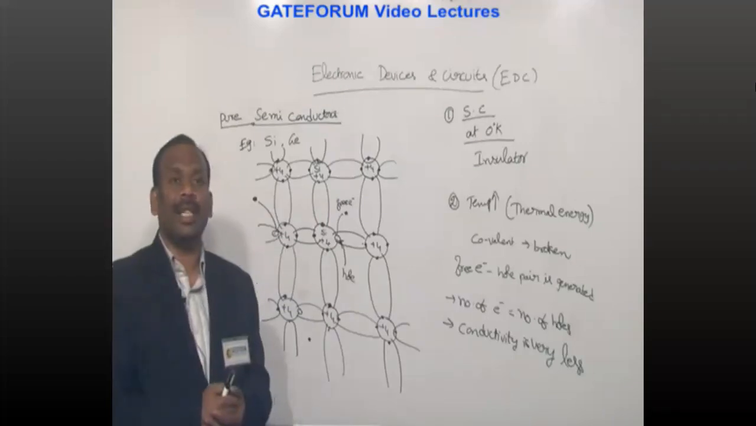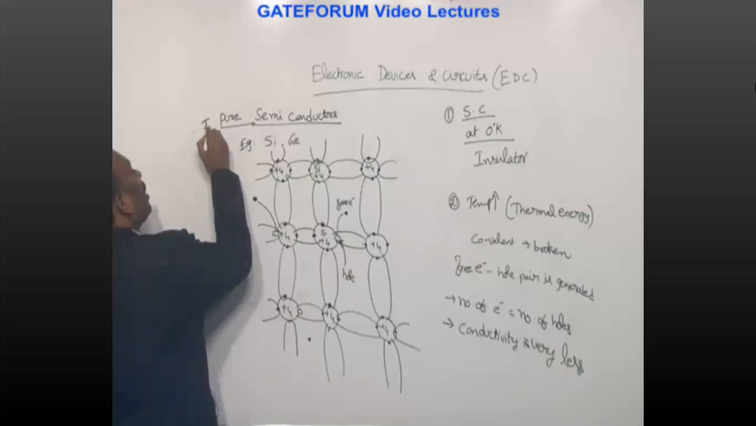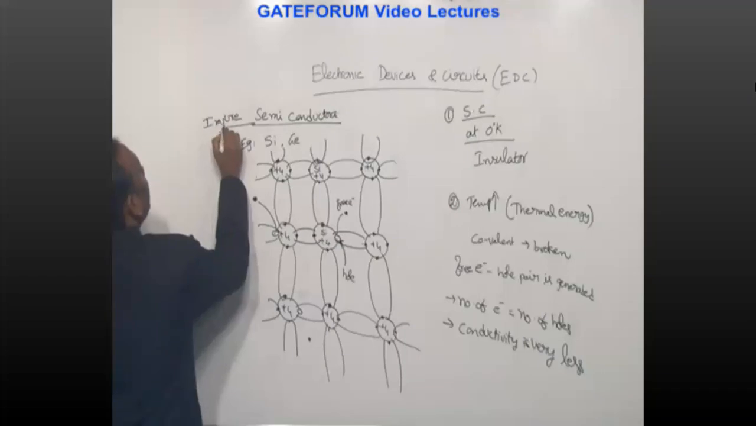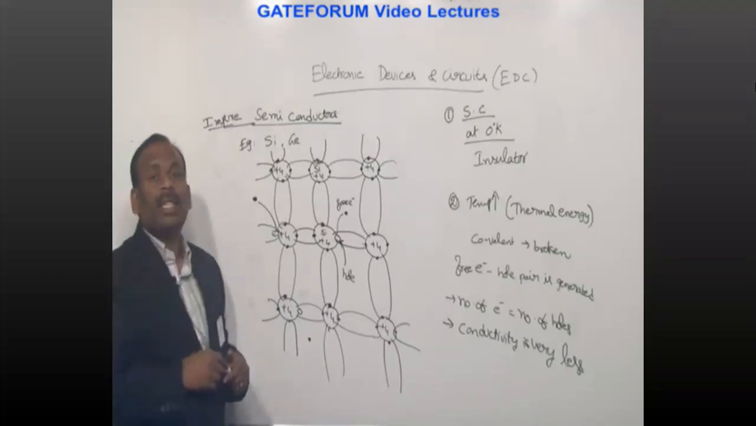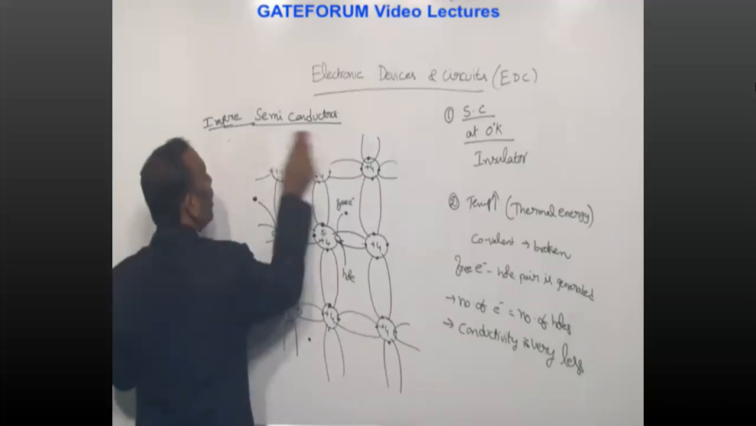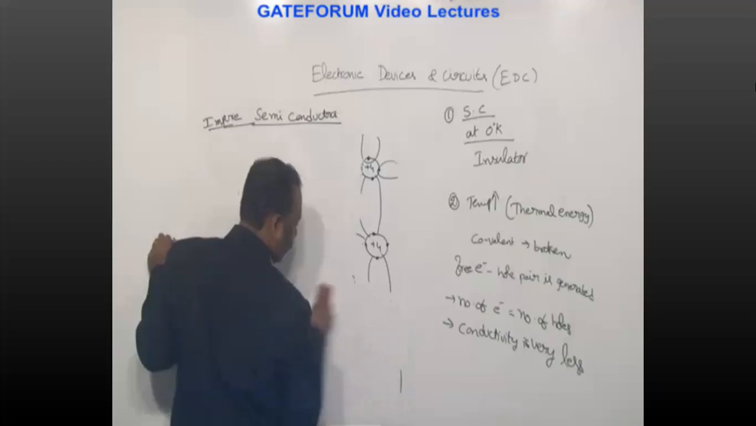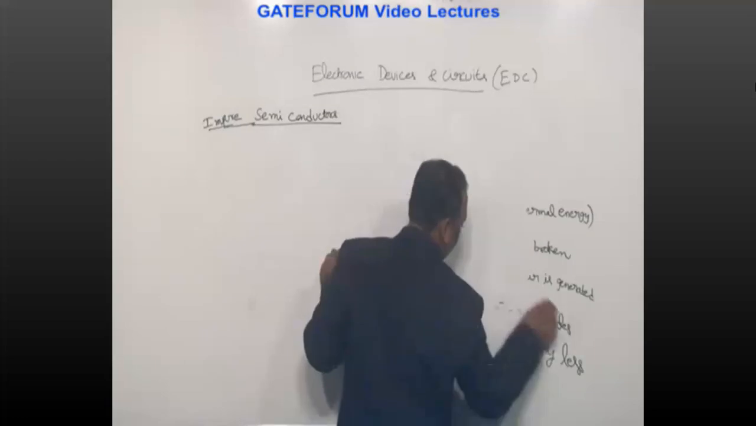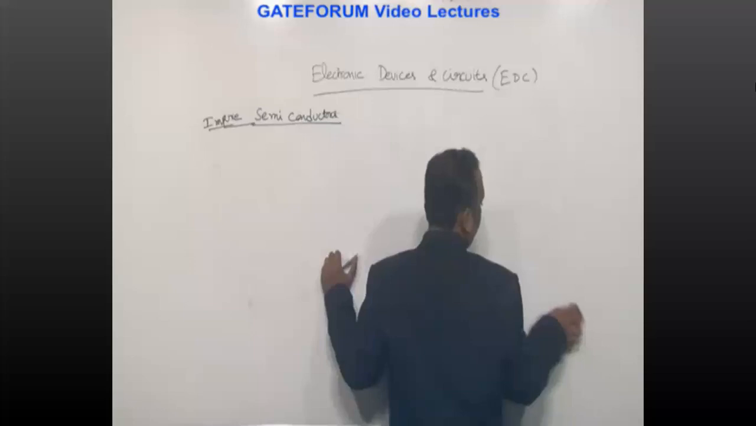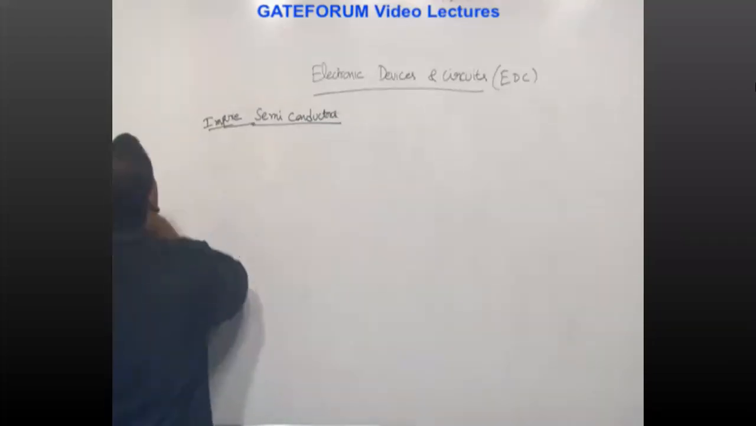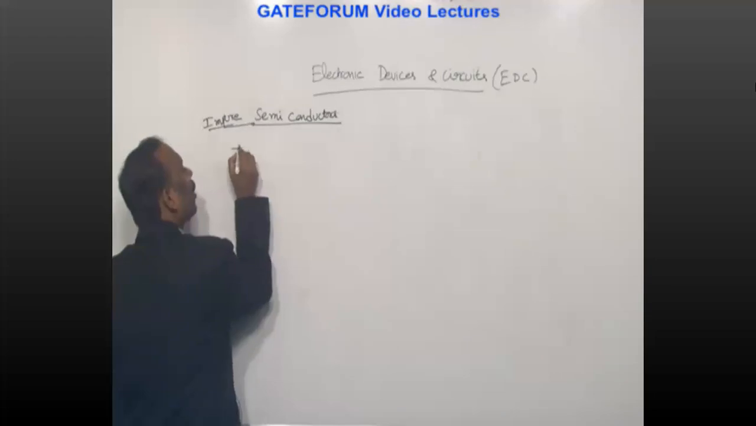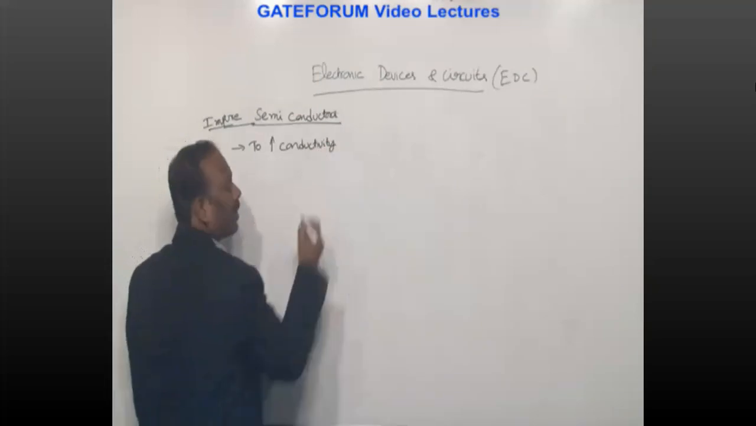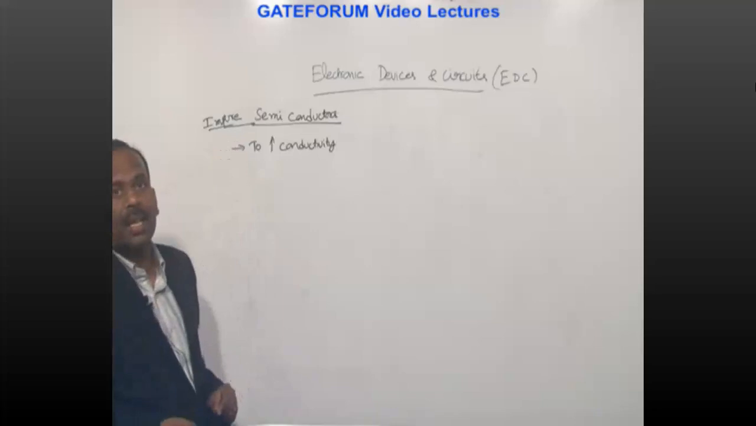To overcome this disadvantage, we go for an impure semiconductor, or extrinsic semiconductor. Why are we going for impure semiconductors? To increase conductivity.